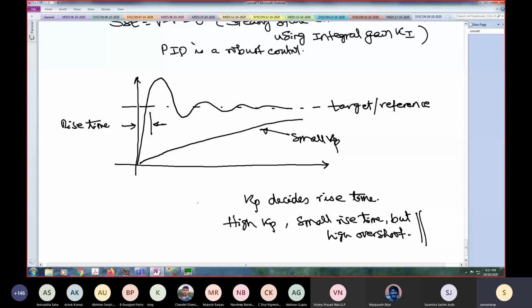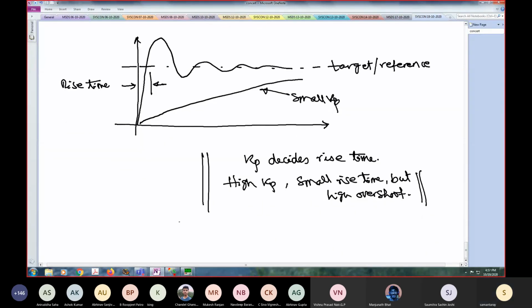So Kp does this. What does Kd do? Kd controls the damping. Damping reduces overshoot and settling time.